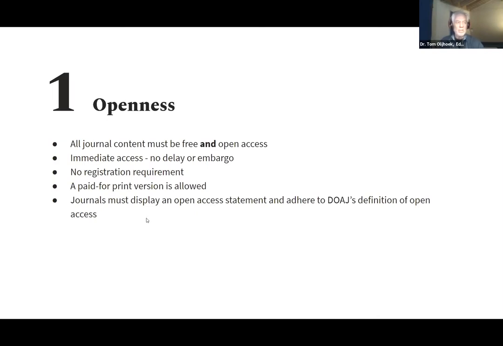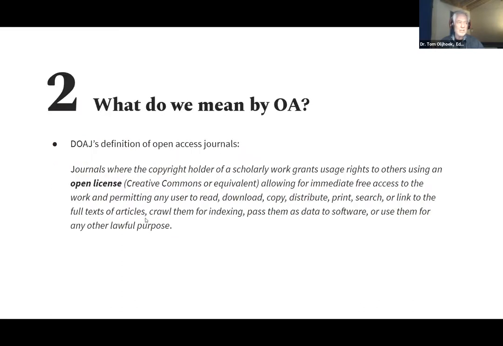And the journal must display the open access statement and adhere to our definition of open access. Open access for us means that there must be an open license and there must be copyright. And it's not just a question of gratis open access, something put online without any rules. So all the journals that we have adhere to this definition.